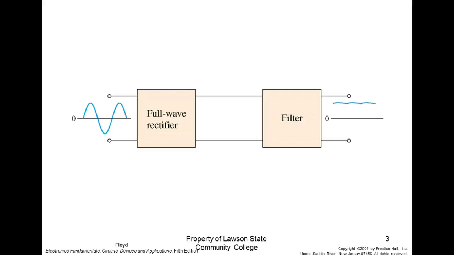Full wave AC is either... or it's a pulsating DC. It's AC. Full wave is, sorry, into pulsating DC, right? And then what's our filter supposed to do? To change unregulated DC. Yeah, change it to unregulated DC, and what does that mean?